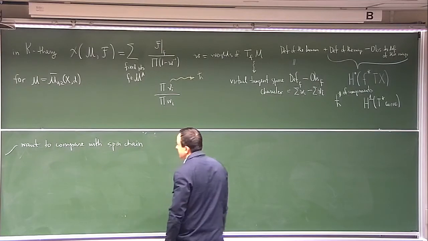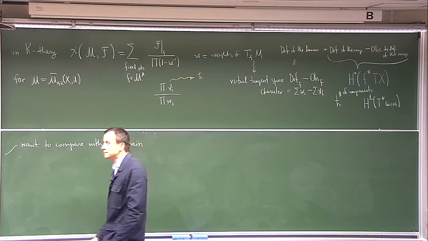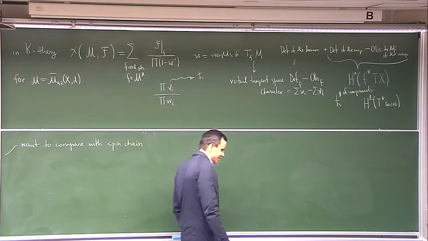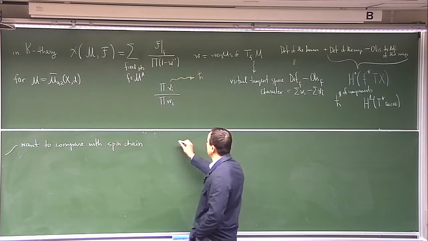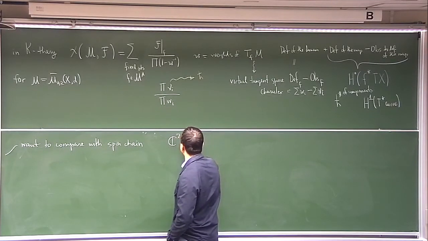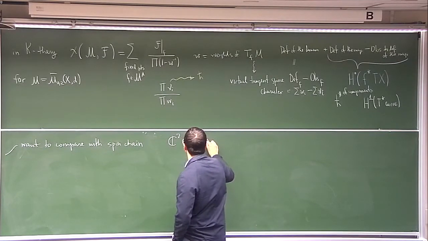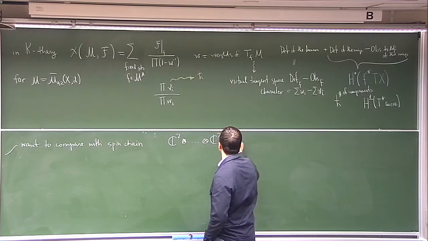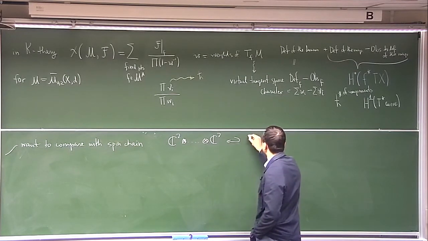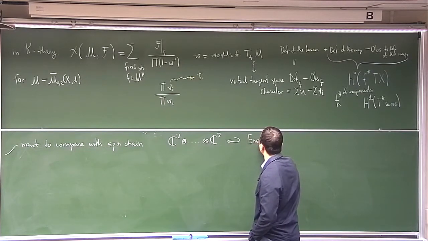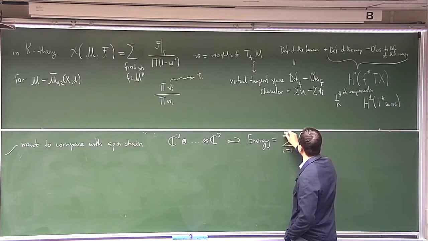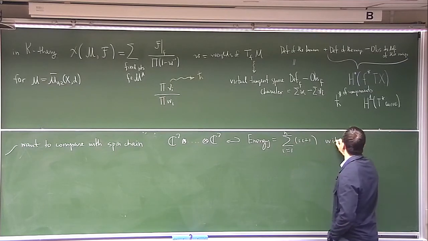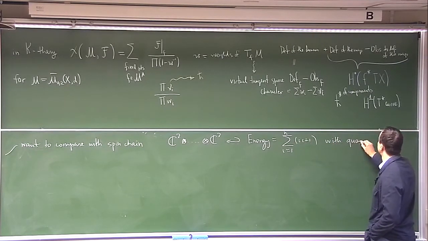And so, spin chain. So what was the spin chain? Spin chain was some specific operator that was acting in this specific energy operator. It was like a summation over i, i plus 1, and n, with quasi-periodic boundary condition.